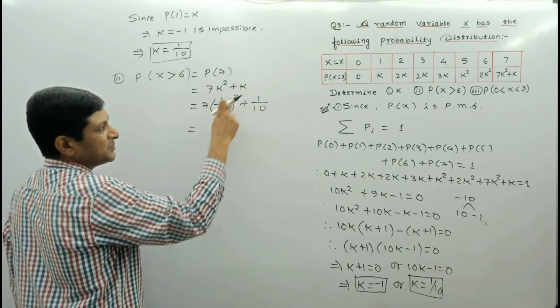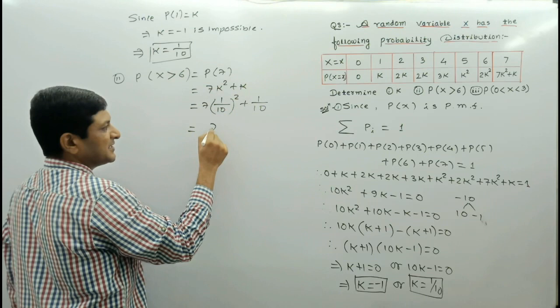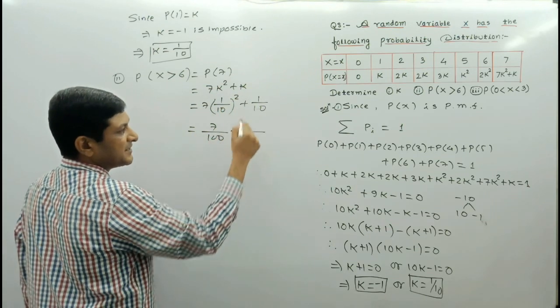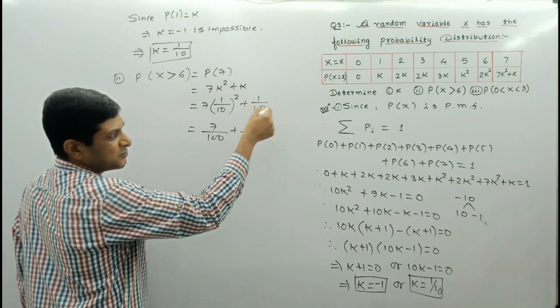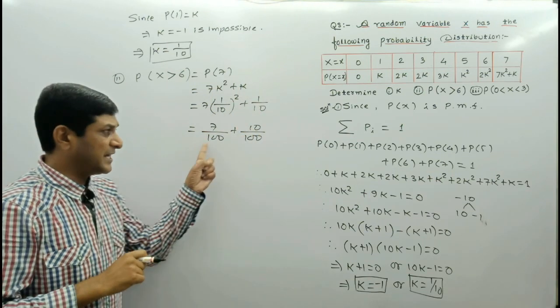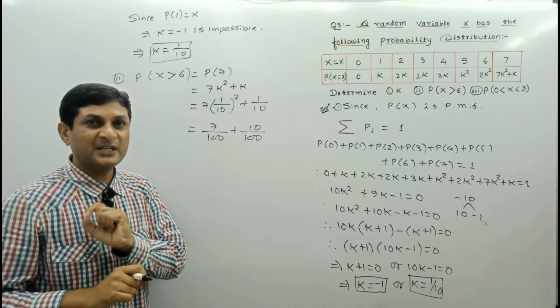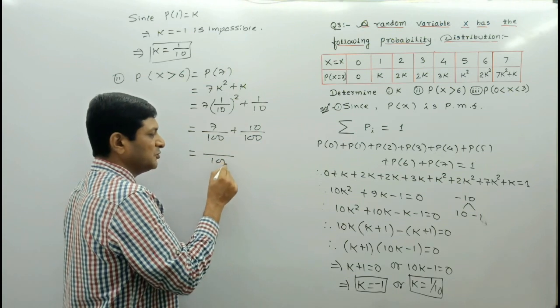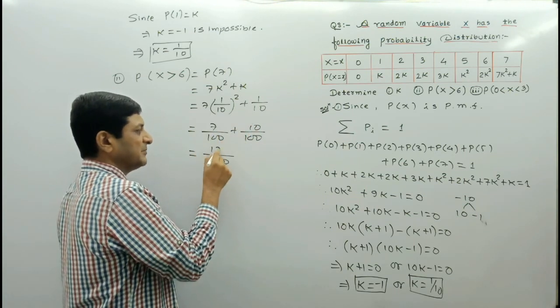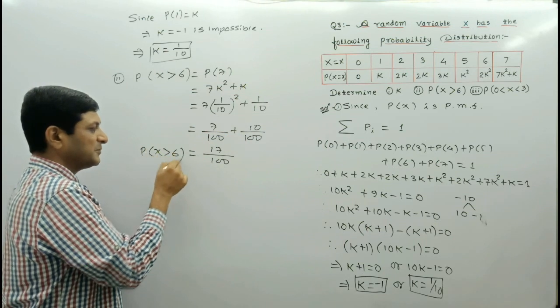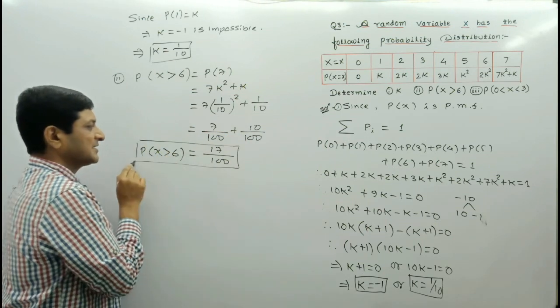So this is equal to, here the square of 1 is 1, 1 into 7 is 7, and the square of 10 is 100. To get 100 in the denominator, we multiply the denominator by 10. That's why we multiply the numerator also by 10, so that the denominators of both terms become equal. If the denominators are equal, we are easily able to add the numerators. So 10 plus 7 will be equal to 17, which is our second required value, that p of x greater than 6 is 17 by 100.